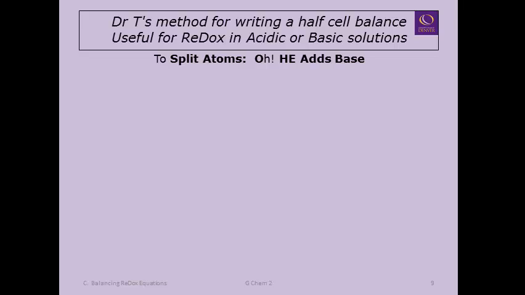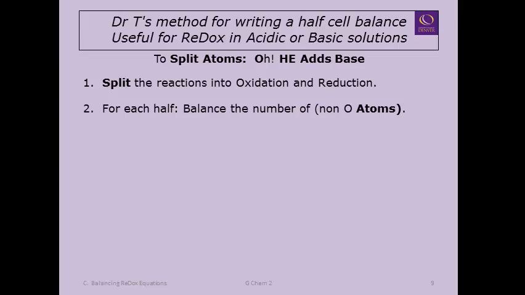And the mnemonic is "split atoms, oh, he adds base." I've kind of highlighted in here the different steps. The first thing is the split: split the reactions into oxidation and reduction. That's where you probably have to go back to oxidation numbers to figure out which is which. Then balance the number of non-oxygen atoms. That's where the atoms comes in.